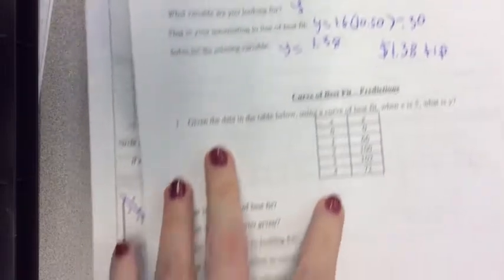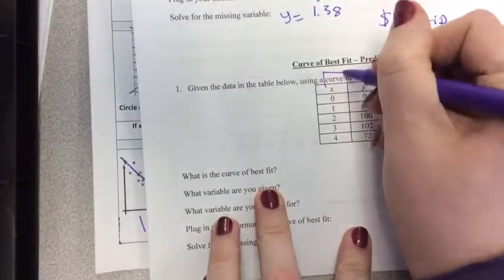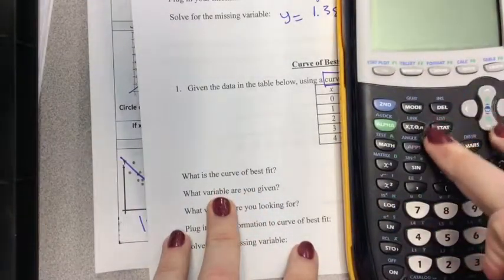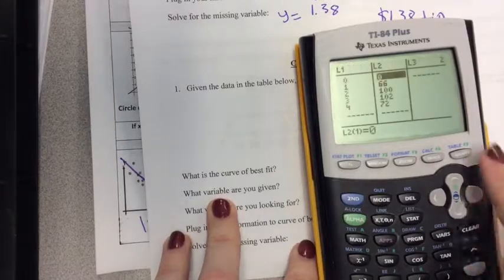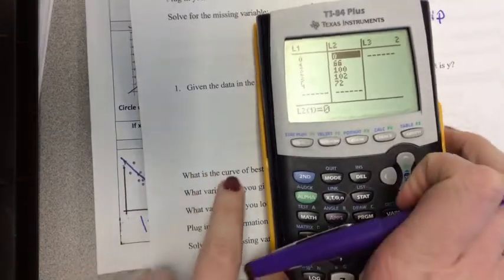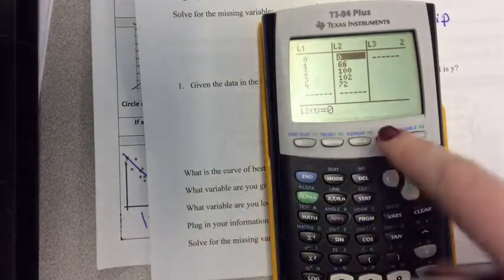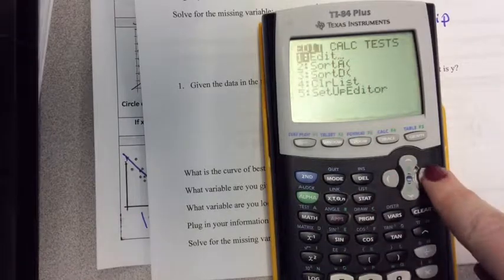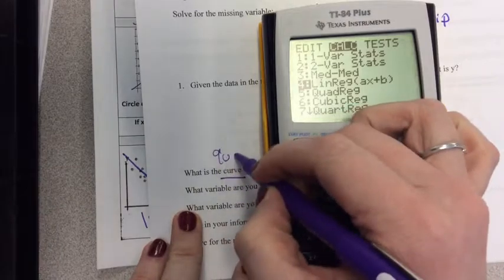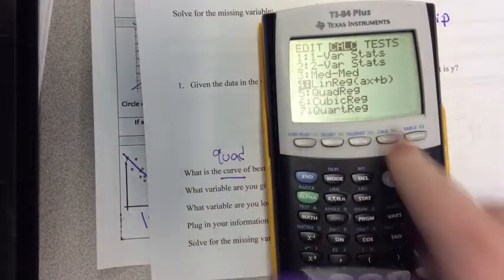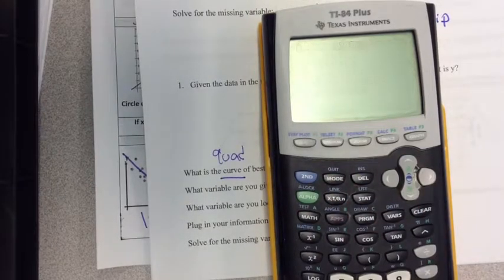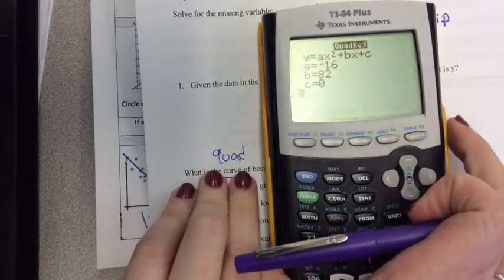All right, so in our second example, they're telling us that it's a curve of best fit. So I'm going to go ahead and put in my data. Again, we're going to use stat edit, and you can see I've already put in the data for this example. All right, so because it told us it was a curve, you don't need to do the y equals plot one. I'm just going to go into stat, calc, and then curve. This word curve also means quadratic. So I'm going to use number 5 for quadratic.